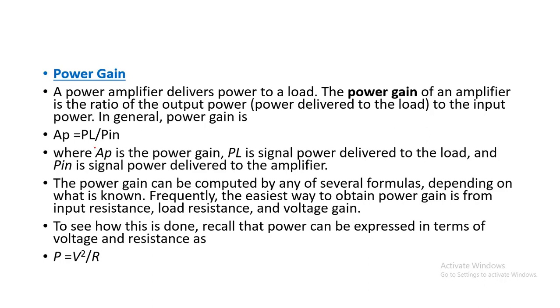In general, you can say that it is the power delivered to the load divided by the input power. You get the total power gain. So this AP is power gain. This PL is the power delivered to the load, and this Pin is the signal power delivered to the amplifier. How much power you give to the amplifier and how much power is delivered to the load, the ratio of these is known as the power gain.